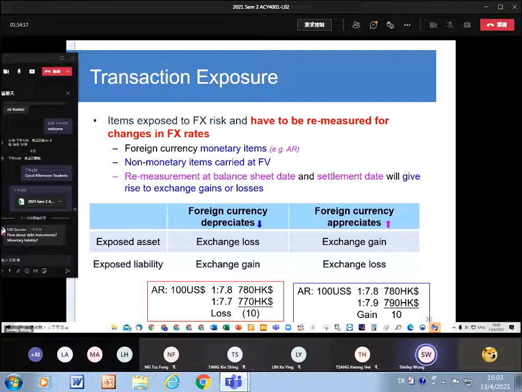That is, you have an asset. However, because you are holding the right to receive this foreign currency, that means US dollar, this US dollar depreciates from 7.8 to 7.7. That means here you only can receive $770 of Hong Kong dollar when the company settles the amount for you. In this case, you will lose $10. That $10 is called the exchange loss. However, if it is the other way around, you have the right to receive 100 US dollars.